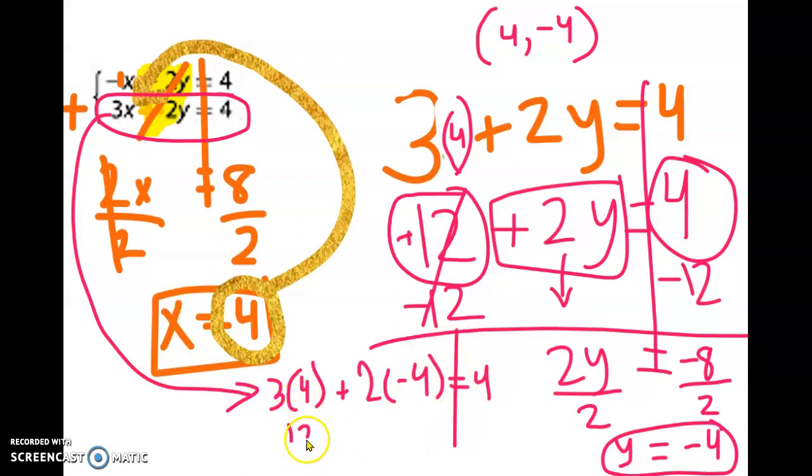So let's see, if I simplify this, will I get 4 as the answer? Well, that's 12. 12 plus negative 8, let's think. 12 plus negative 8, does that equal 4? Yes, it actually does. 12 plus negative 8 equals 4. 4 equals 4. So I know that my answer is correct just by substituting in both my values to see if it's actually a truthful statement, essentially.